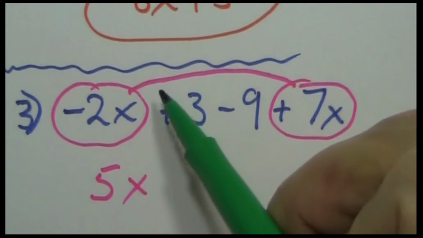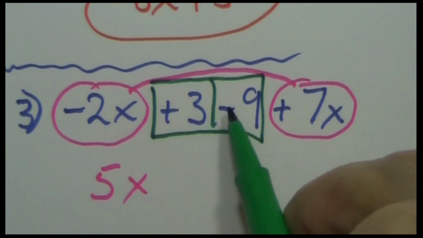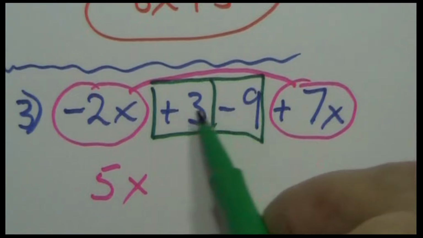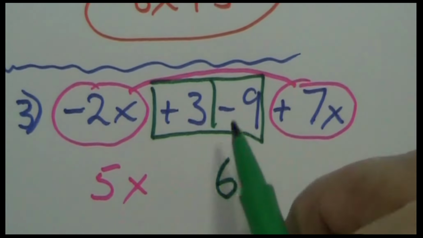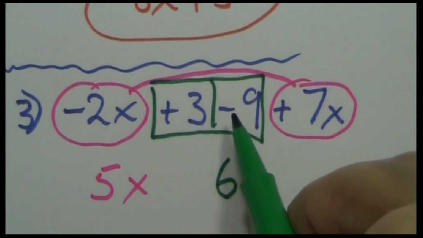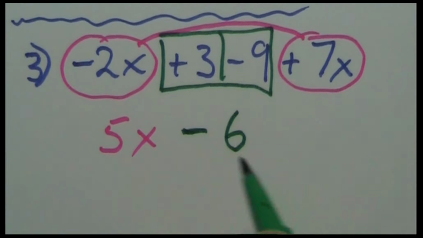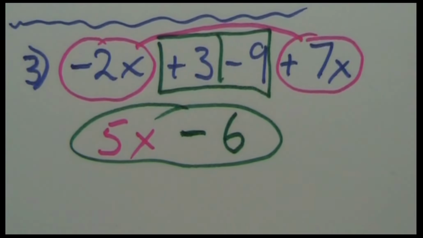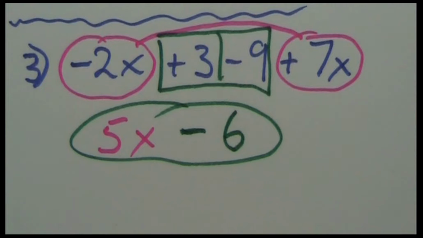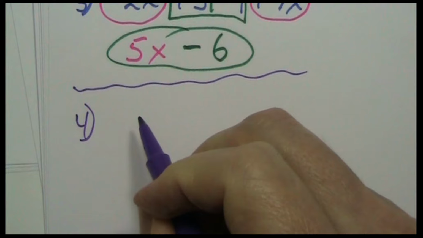Then I have a 3 and a negative 9. If I put those together, I have positive 3 and negative 9. They're different signs, so I subtract the numbers. 9 take away 3 is 6. And there are more negatives than positives, so I will make it negative 6, or minus 6. You could say plus negative 6, or you can just say minus 6. And that is your answer. Okay, number 4.